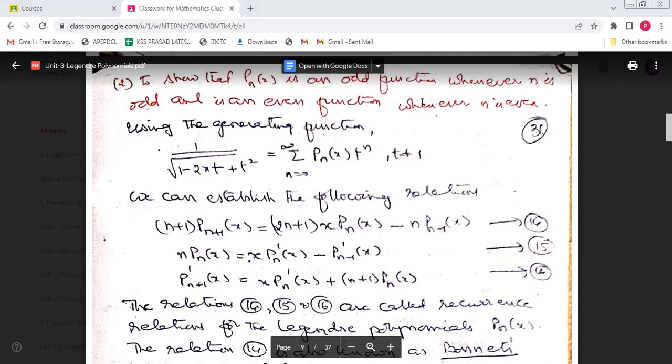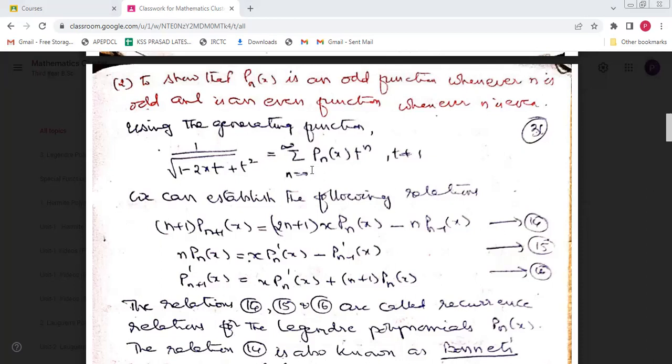Next, show that Pn of x is an odd function whenever n is odd and is an even function whenever n is even. So if the n value is odd, the Legendre function Pn of x becomes an odd function, and whenever n is an even number, Pn of x becomes an even function. That is the beauty of this Legendre equation. We have not done this yet, we have not talked about the generating function, but to prove that we consider this. The generating function for this Legendre function is given by 1 by square root of 1 minus 2xt plus t square.